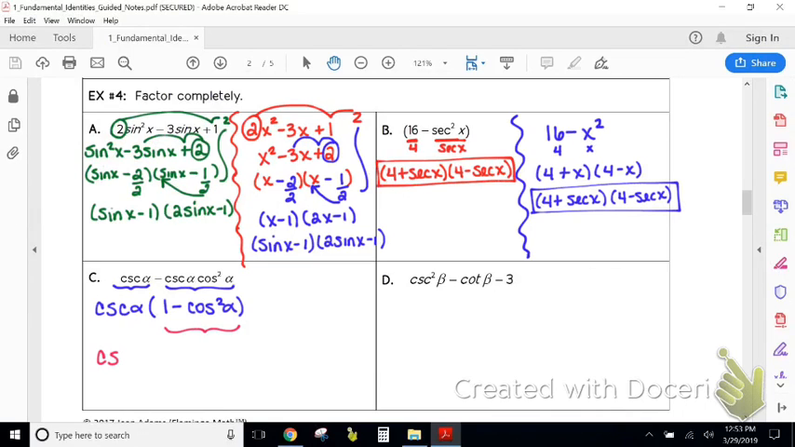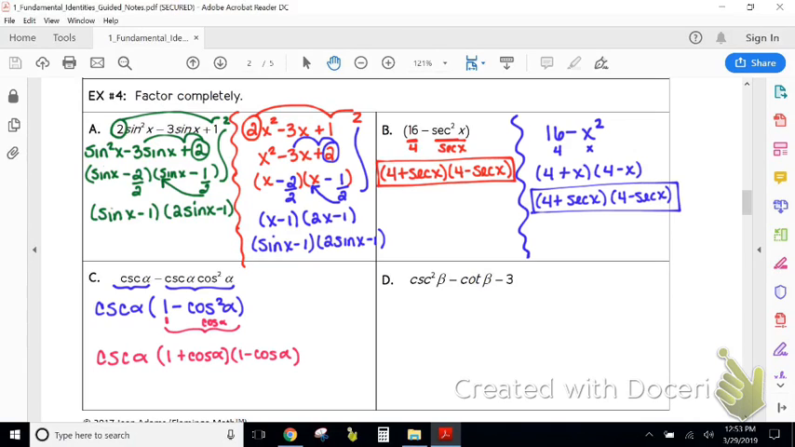So keep your cosecant of alpha on the outside here. We know this is a difference of squares, so we're going to have two parentheses. What's the square root of 1? 1. And what's the square root of cosine squared? Cosine. All right, so we're going to have 1 plus cosine of alpha times 1 minus cosine of alpha.